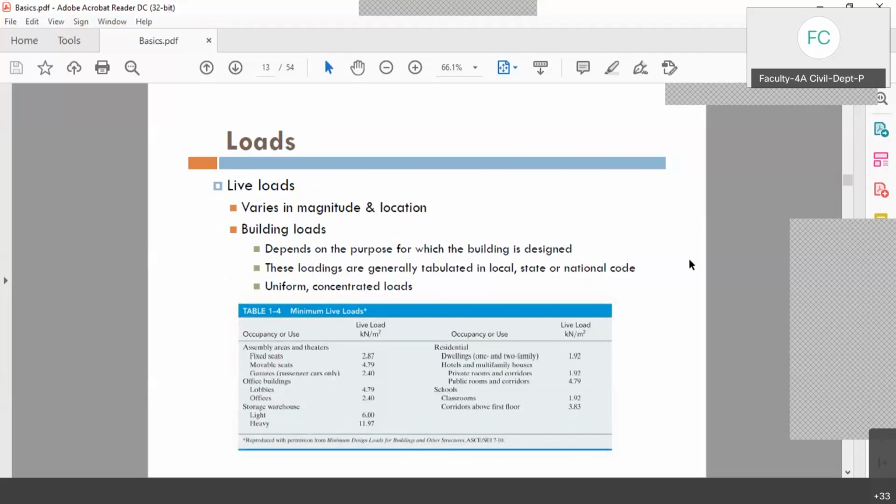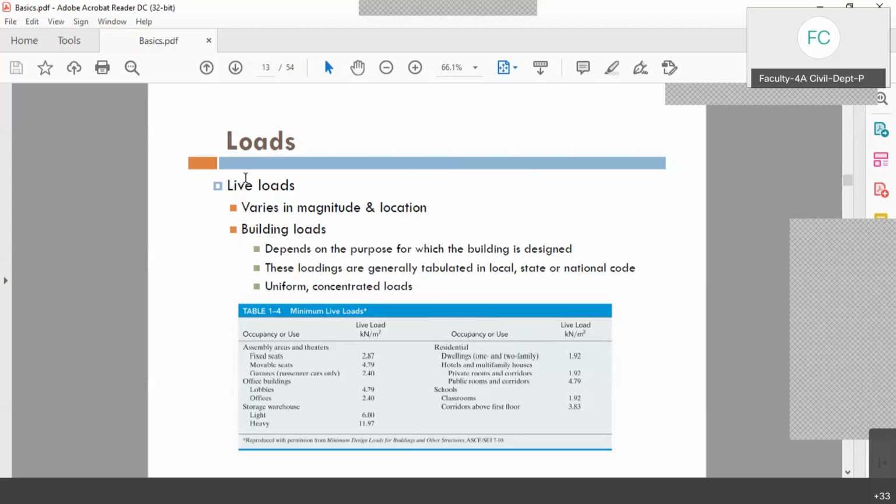Similarly, live load: any kind of load which varies in magnitude as well as location, we call it the live load. And when we go for the building load, it depends upon the purpose for which the building is designed, whether it is a public building or a residential building. And accordingly, loadings are generally taken into consideration.